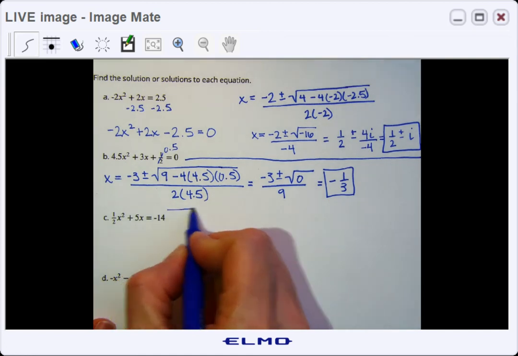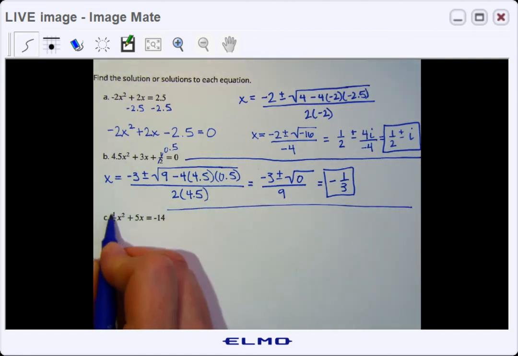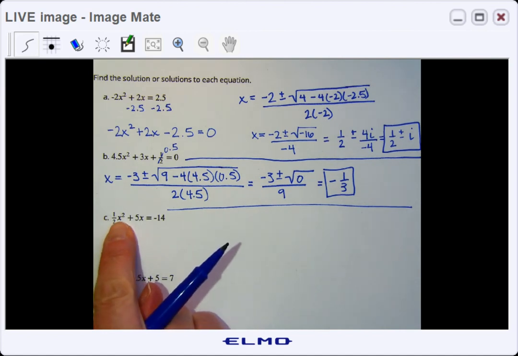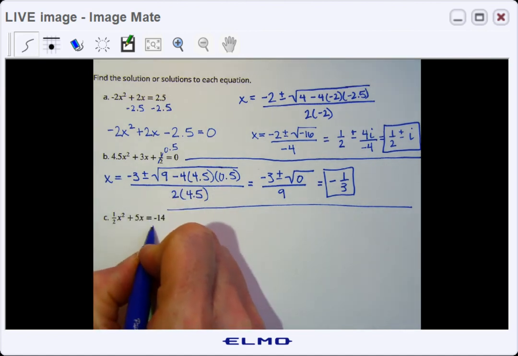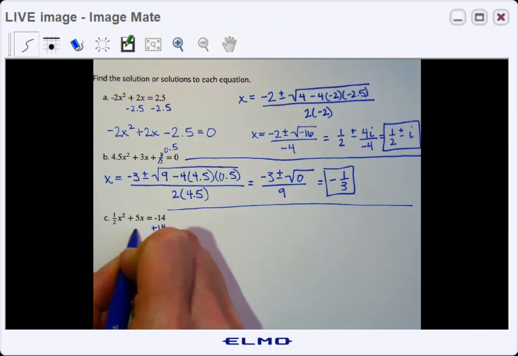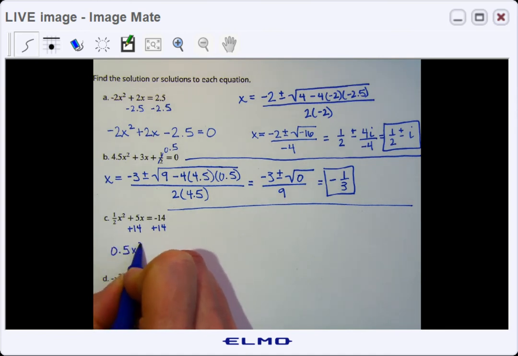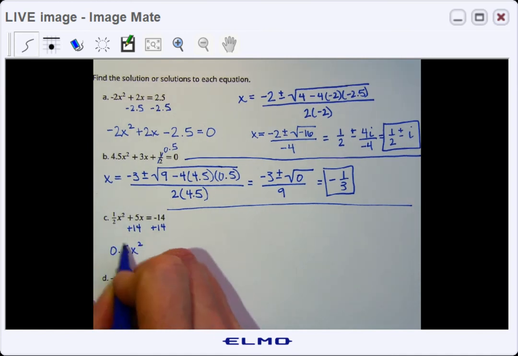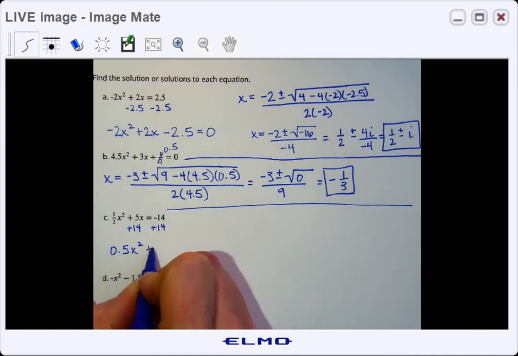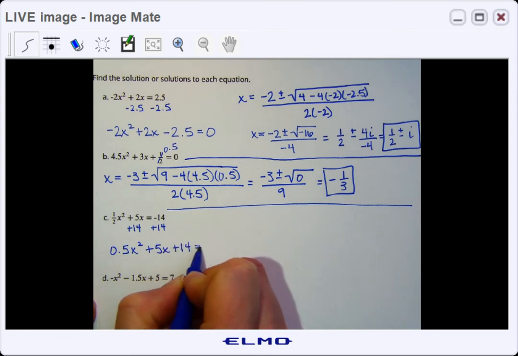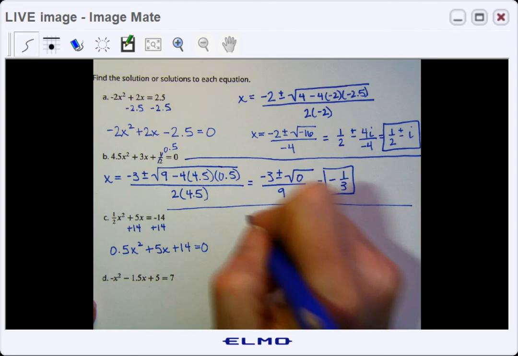Okay, for problem C, I'm going to do two different things. I'm going to use 0.5 for the x for the a value, and I'm also going to add the 14 so that the equation is equal to 0 before using the quadratic formula. So I just think it's easier to have a decimal in the formula. That's why I'm changing that to 0.5. And then plus 5x plus 14 equals 0.